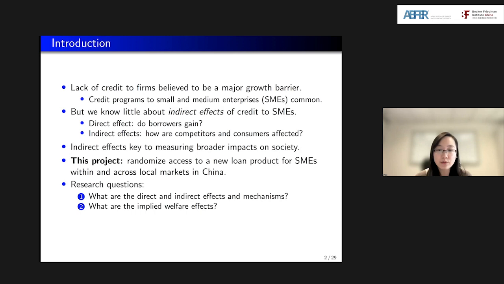So we seek to answer two questions based on this design. First, what are the direct and indirect effects of improved access to credit on firm performance, and what are the mechanisms? And second, what are the implied welfare effects? So we evaluate the welfare gains by combining our estimates with a simple model of industry equilibrium.